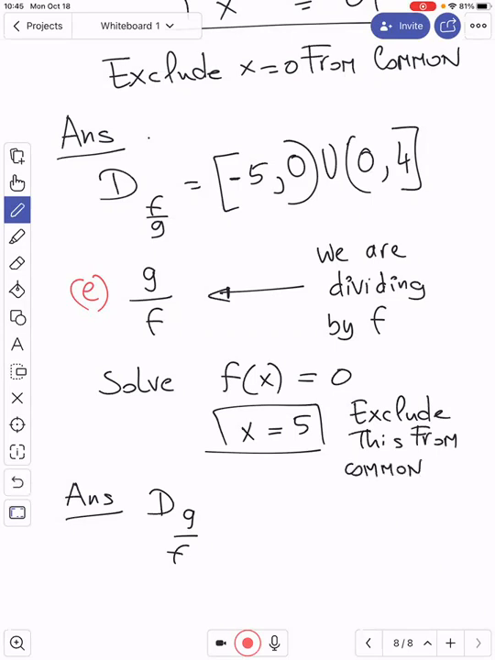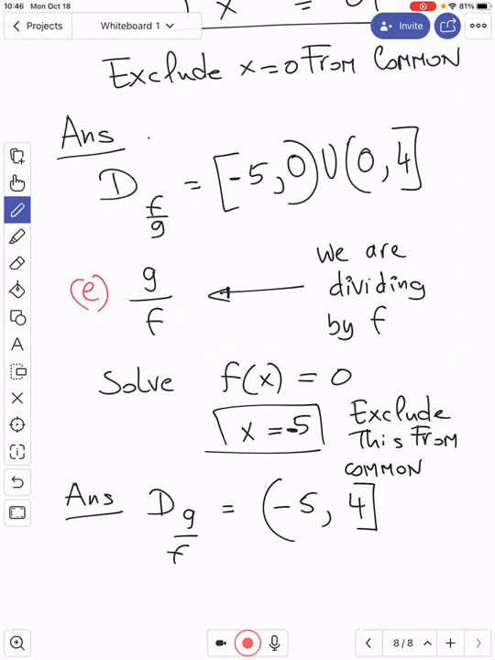Again, my common domain is just the [-5, 4], right? We need to exclude the, sorry, I said the negative 5. Sorry, this is negative 5. So my common domain is [-5, 4]. So we need to exclude the negative 5, right? So the answer here for the domain of g over f would be negative 5 excluded, and then 4 included, of course. Okay.